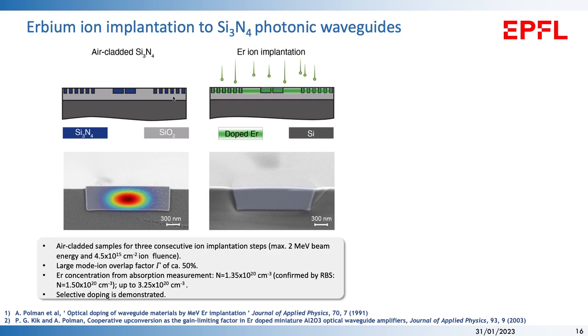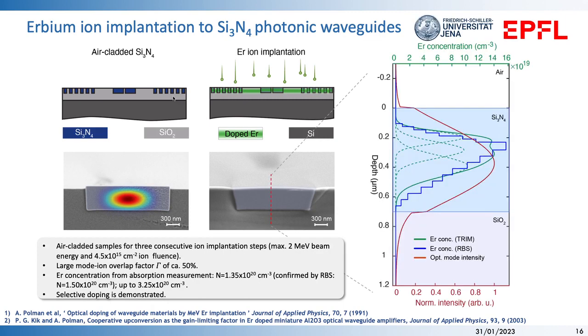So to briefly introduce the doping process: instead of depositing the erbium-doped oxide material as a cladding, we inject the erbium ions into the silicon nitride directly by erbium ion bombardment. The erbium ions can be injected into this silicon nitride platform, and you can see the green line shows the simulated erbium ion distribution using a certain beam energy and fluence.